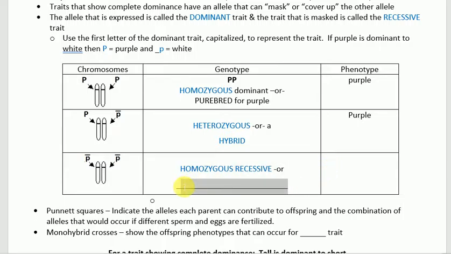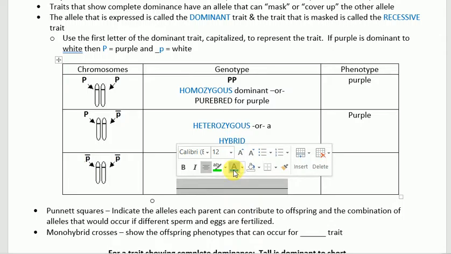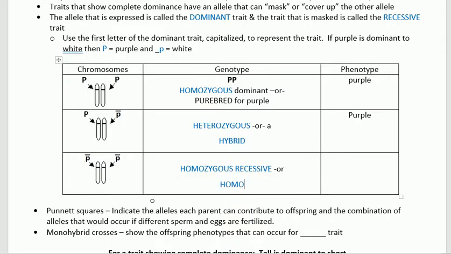It can also be referred to as homozygous white, but I will tell you it's usually not used that way. Phenotype, we are going to end up with a white flower.